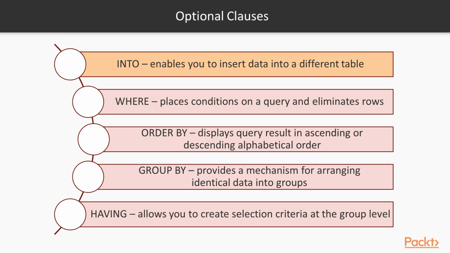Besides mandatory clauses, there are a few optional clauses that can be used to filter and organize data, as listed on your screen. The first one, into clause, enables you to insert data which is retrieved by the select clause into a different table. It's mostly used to create table backups. Next is the where clause, which places conditions on a query and eliminates rows that would be returned by a query without any conditions. Then comes the order by clause, that displays the query result in either ascending or descending alphabetical order. We also have the group by clause, providing a mechanism for arranging identical data into groups. And the last one, the having clause, allows you to create selection criteria at the group level.